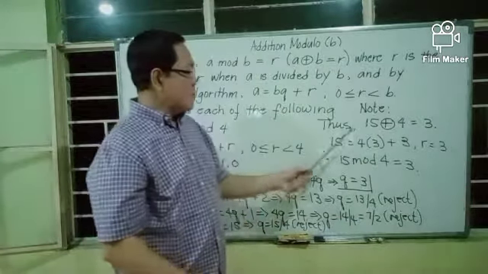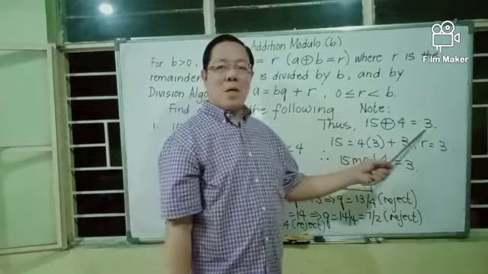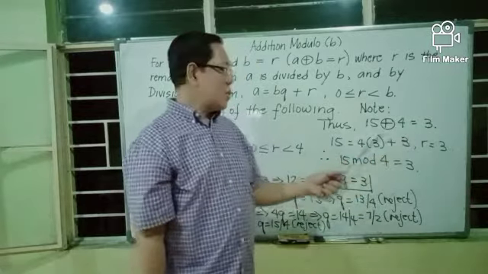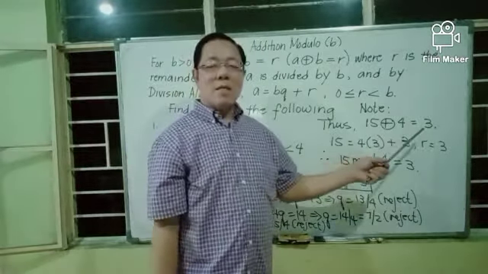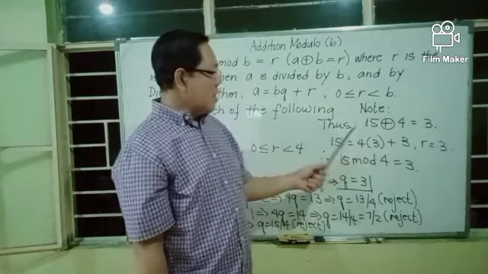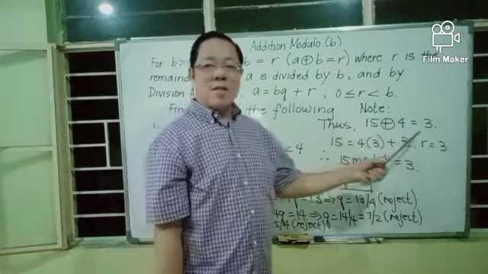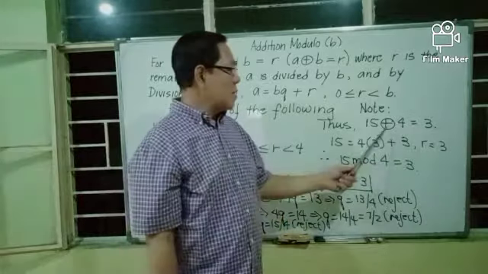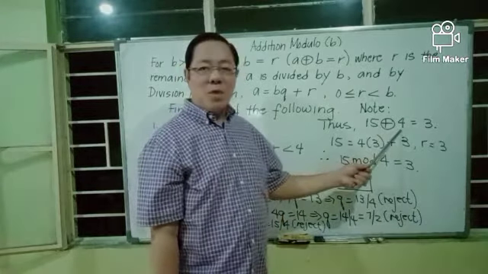Note that you can also write 15 plus 4 is equal to 3. In regular addition, 15 plus 4 is 19. But here, 15 plus 4 is equal to 3 because we are using addition modulo 4.